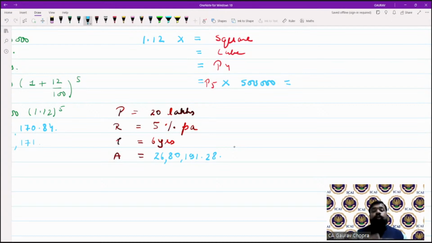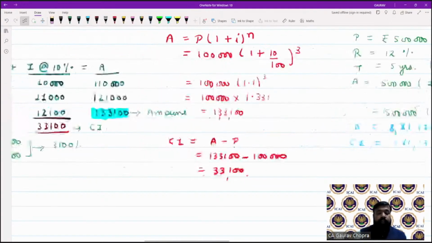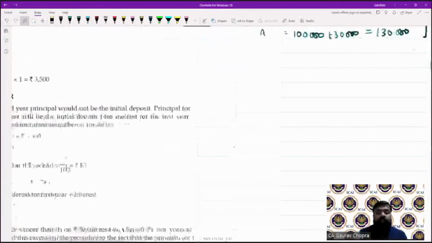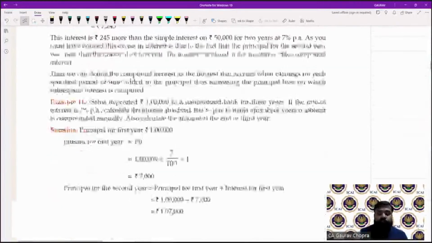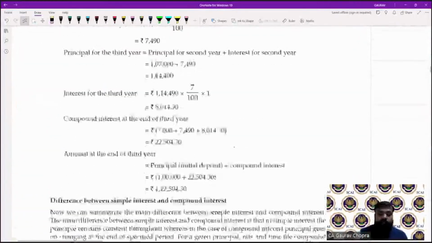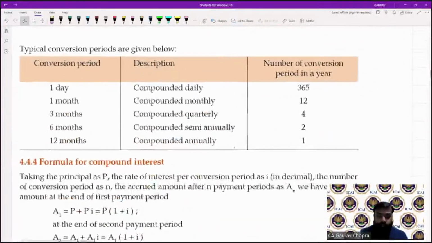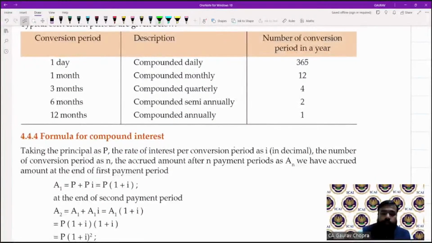Now the main twist will come. What's the main twist here? If we are doing compounding on a semi-annual basis or quarterly basis, then what do we have to do? That is the main part. So let's come to that. Now here, focus on this table. First of all, you have to see the 12 months period.